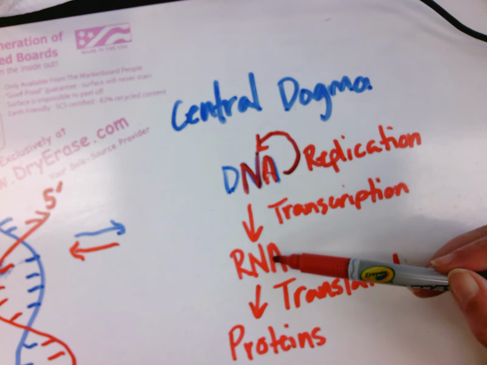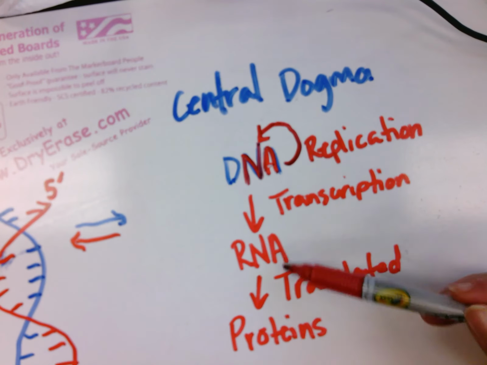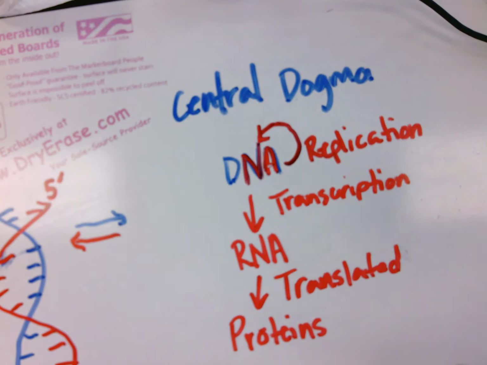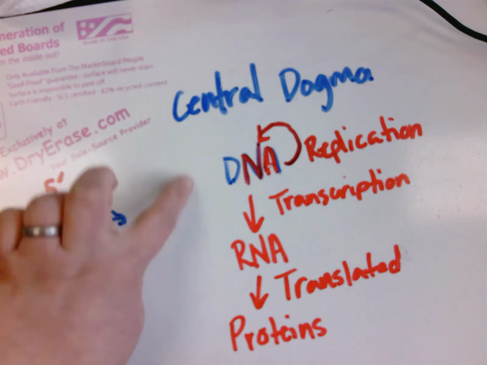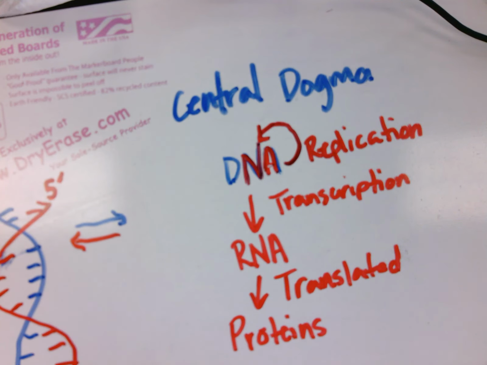DNA is transcribed into RNA, and then RNA is translated into proteins, and that's how we make everything in our cells. These proteins could be enzymes that would go and make other things happen. They could be structural proteins, like proteins that build our cells. They could be signal proteins. There's a plethora of things that they could be, but this is all how they're made.